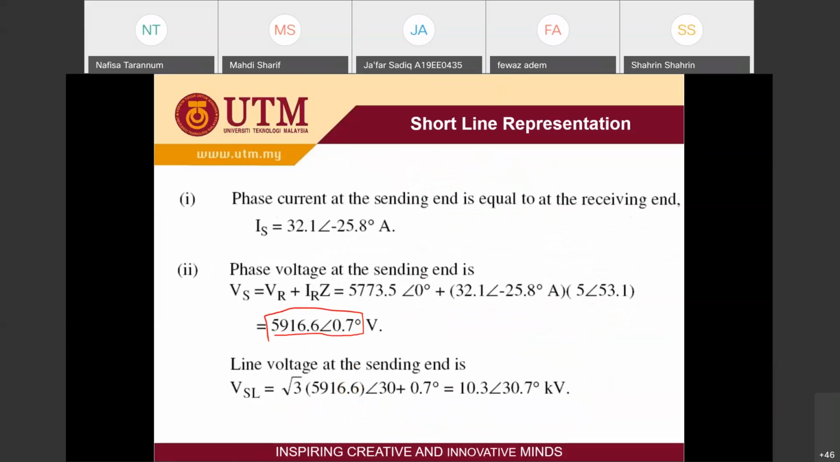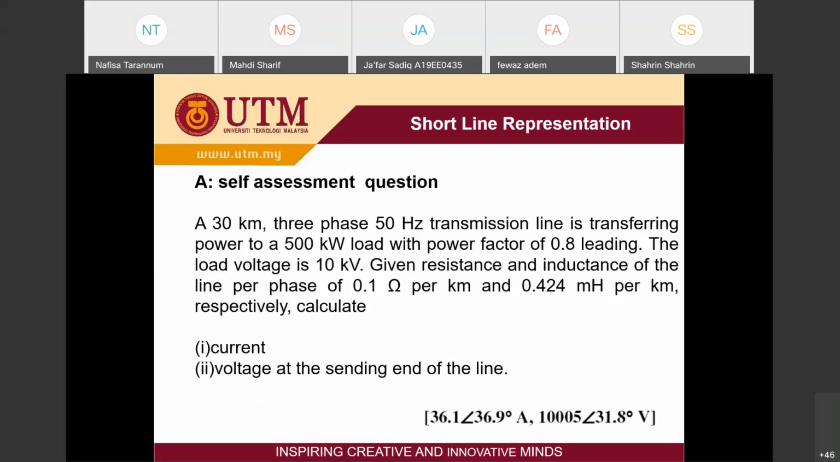Okay, so as you can see, this is the final answer, 10.3 with an angle of 30.7 degrees kilovolt. And there are always self-assessment questions. So you have the answer. I have the answer here, but I will also give you the solution. But please make sure that you do it first, and then check your answer or your steps by referring to my solution.